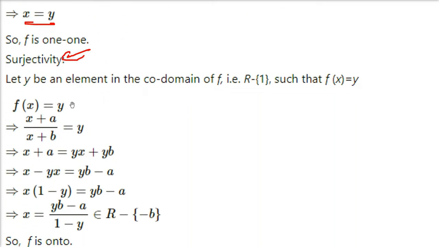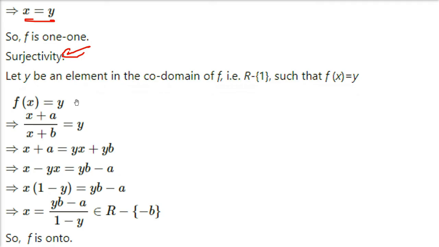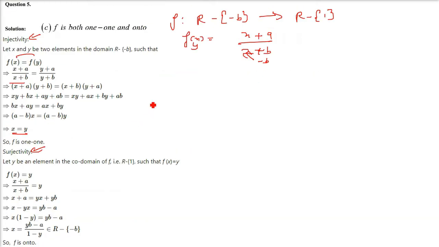Coming to our surjectivity, on 2 just means that all the values in the codomain, or you can say the range, have an image in the domain, that is in the first set. Every value has a certain pre-image. So f(x) equals y, and then for every value y, x has to be defined. Same thing we are going to do, and then we'll try to find out x.